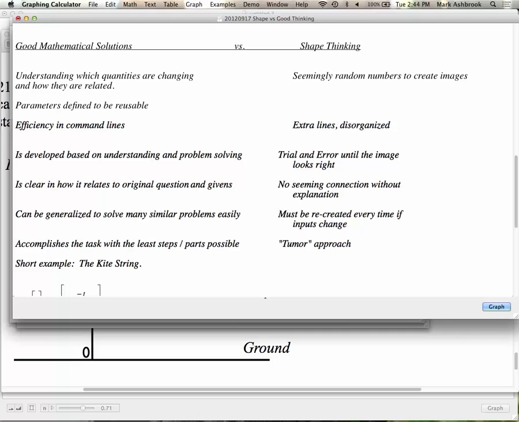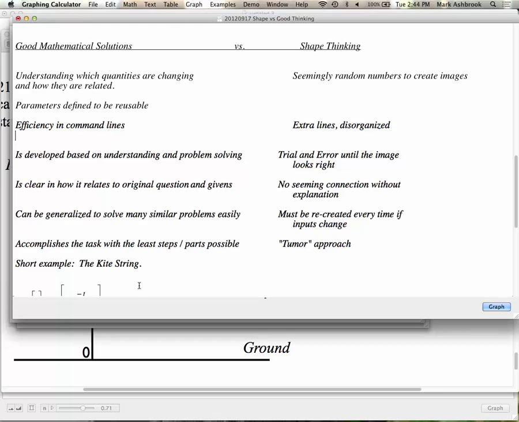Accomplishes the task with the least parts possible. You guys talk about it. And then I'm calling this other thing the tumor approach. So you've got something that seems to work for part of it. Well, now you have to append it, so what do you do? You add something new, and then you keep adding something new, and keep adding something new. So instead of thinking it all the way through from the beginning, you're just doing it in chunks, and you just keep adding things on. This will happen to you. It happens to everyone.